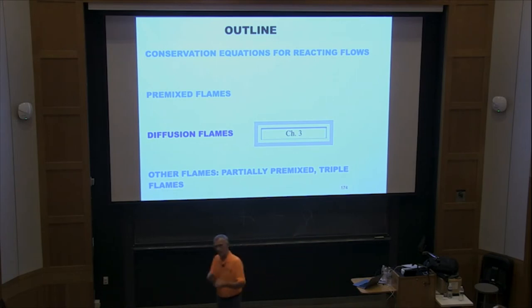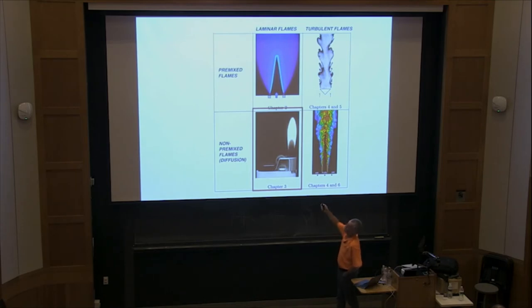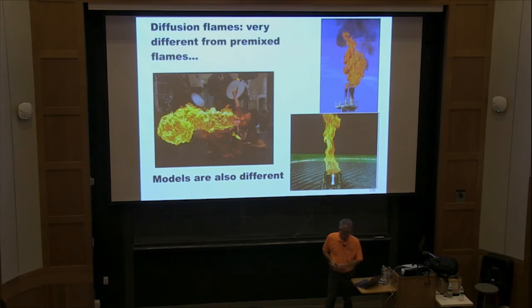Okay, I want to stop for premixed flames because we have to move. I want to go now to diffusion flames. We'll come back to premixed flames tomorrow when we do the turbulent cases. So what we've done for the moment is the laminar premixed flames. Now we're going to move to the non-premixed diffusion flames, but still in the laminar regime. Okay, they are very different from premixed flames.